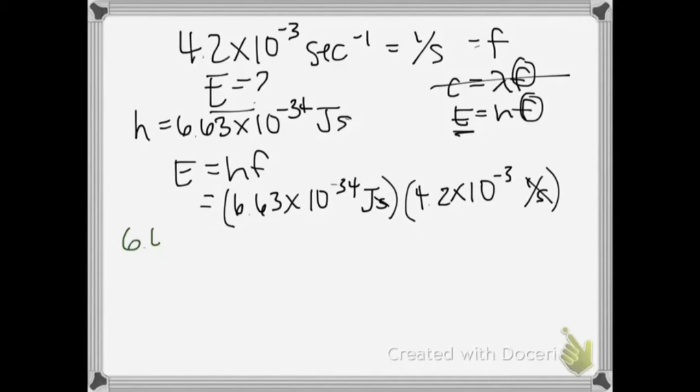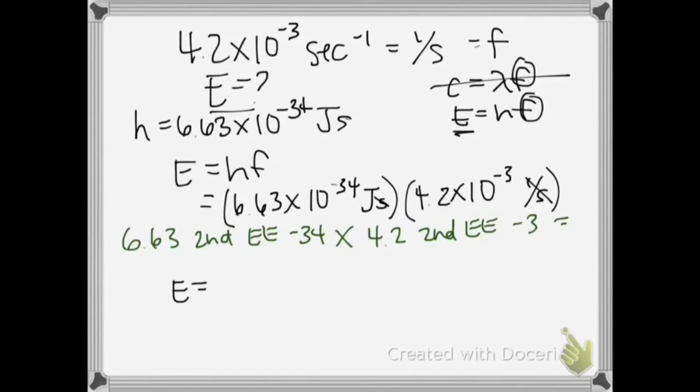So we're going to put 6.63 in, then you push your second button, your EE button, and then negative 34. And then you need to do your operation. This time we're multiplying. 4.2 second EE negative 3, and then equals. And when we do that, we're going to get our final answer, which is our energy will be 2.78 times 10 to the negative 30th joules. And that's my answer.